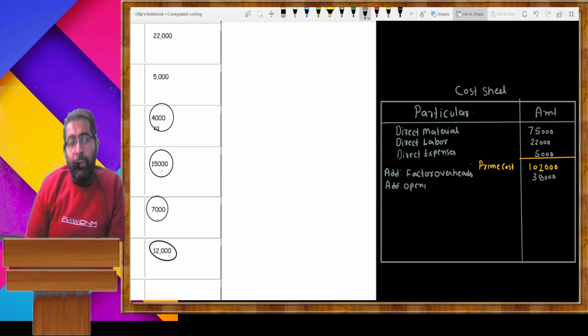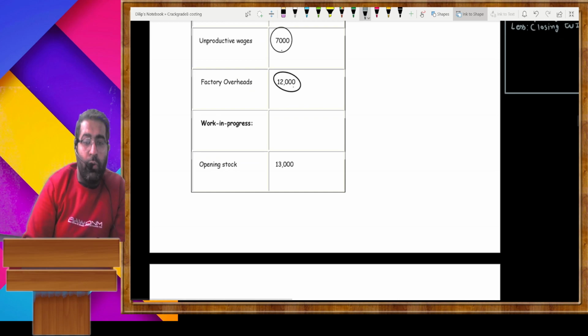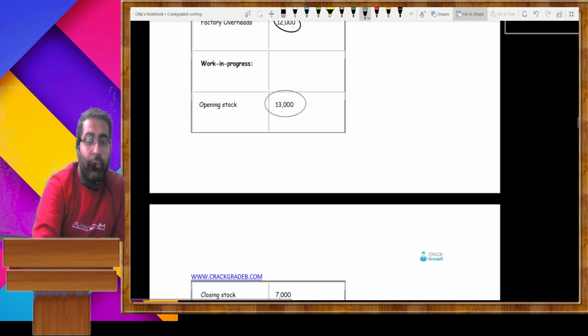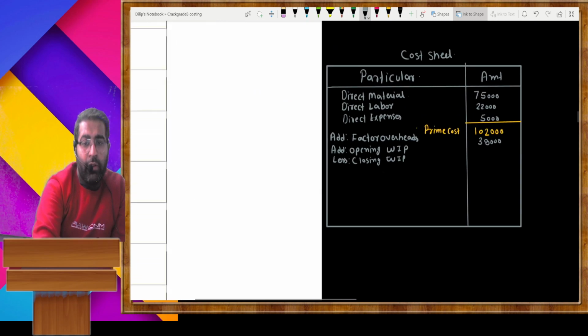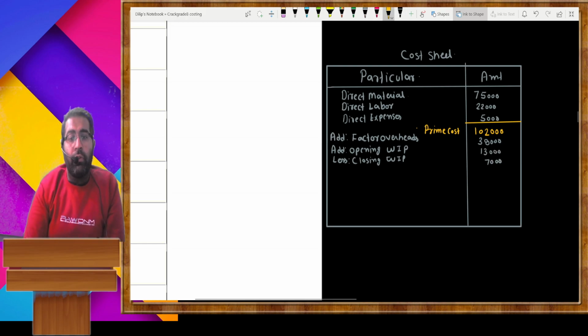When in prime cost we will add factory overhead, another we have to add opening work in progress material, which is produced but it is not totally produced. From here we have to deduct all the types of closing work in progress. Just check it. Work in progress opening stock 13,000 is given, closing stock 7,000 is given. Add 13,000, less 7,000, so we will arrive at the point of factory cost.